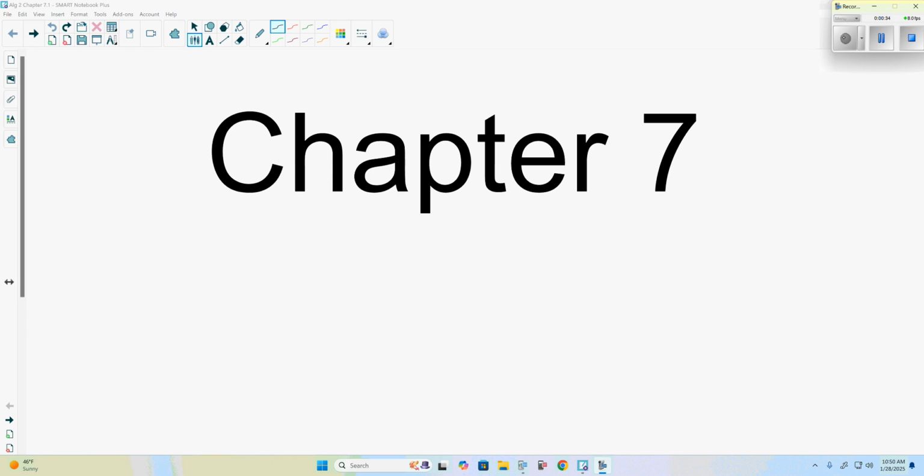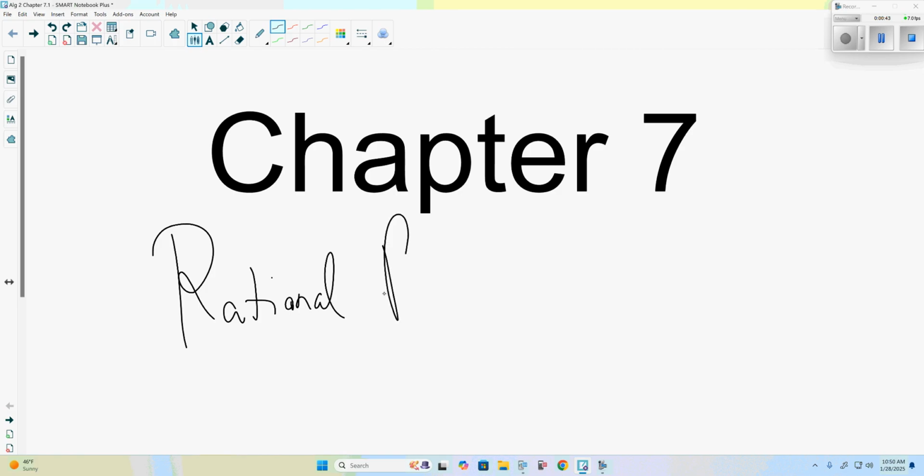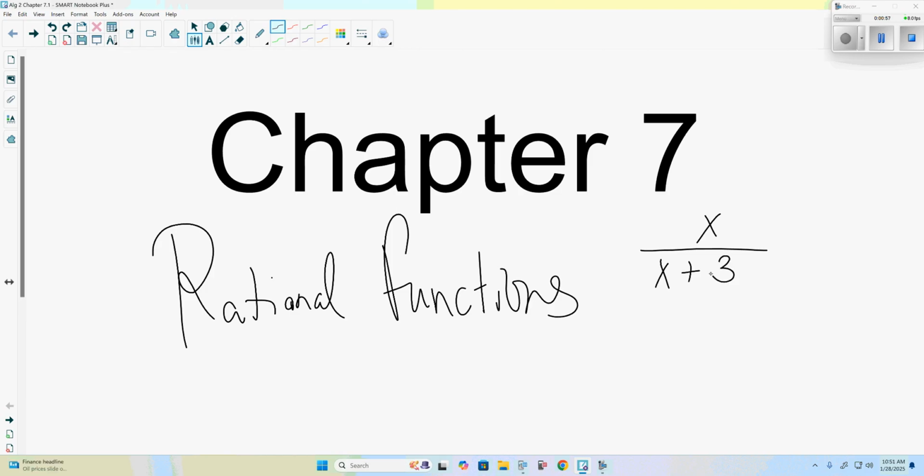Now, chapter 7 is going to be all about rational functions, rational equations. And we've talked about rational numbers. Rational numbers are fractional numbers. And these rational functions, we're going to have variables in the top and bottom of the fraction. So this here is a rational expression, but the variable is going to be in the top and bottom. And we're going to be evaluating these and working with these.